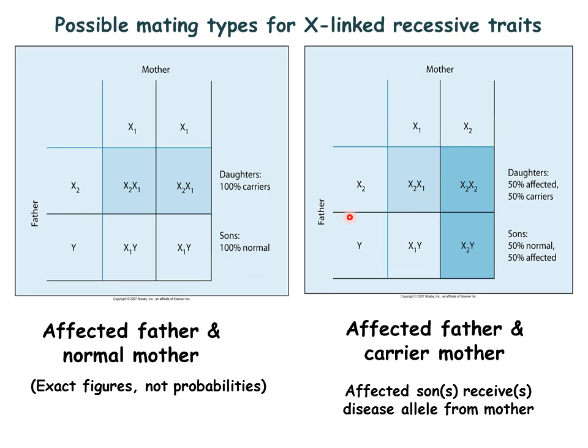However, if you've got an affected father and a carrier mother, now you have a different situation. You have 50% of the daughters actually affected because there's two affected X. 50% of the daughters are carriers, 50% again of the sons are normal, and 50% are affected.